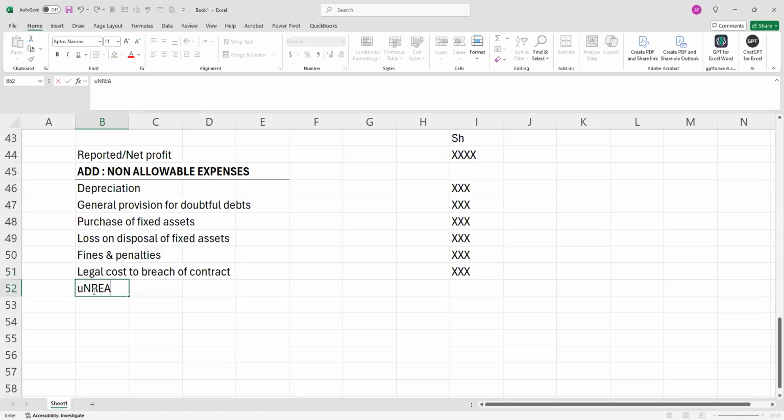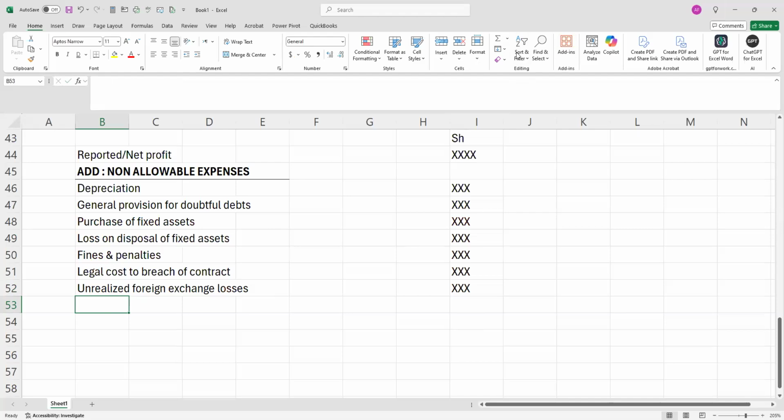Maybe unrealized foreign exchange losses. And any other form of non-allowable expense that we mentioned. I remember I gave you a clue where Mwalimu mentioned for you to consider that this is a non-allowable expense.